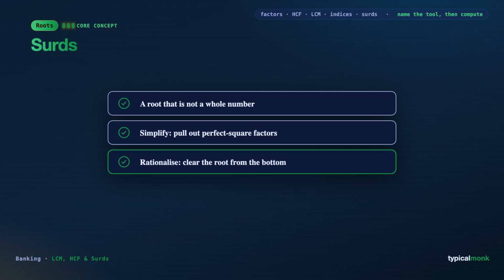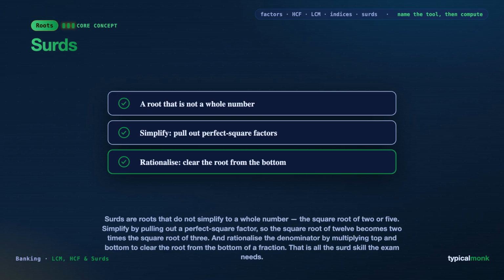For the banking exam, simplifying roots and rationalizing simple fractions is all the surd skill you typically need. So the takeaway: a surd is a root that does not simplify to a whole number, simplified by pulling out perfect square factors, and you rationalize a fraction by multiplying top and bottom to clear the root from the denominator. These are the two surd skills the exam expects.